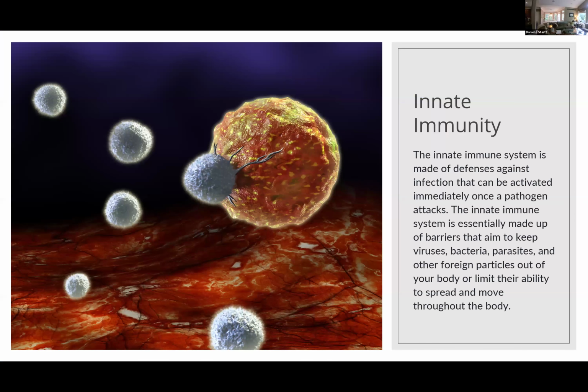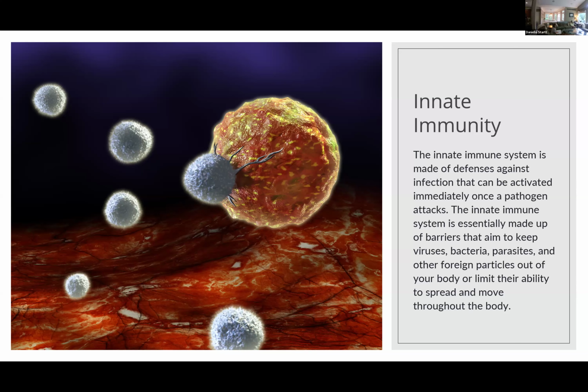So innate immunity is made of defenses against infection that can be activated immediately once a pathogen attacks. What's a pathogen? Do you know? Anything that causes disease is a pathogen. The innate immune system is essentially made up of barriers that aim to keep viruses, bacteria, parasites, and other foreign particles out of your body or limit their ability to spread and move throughout the body.